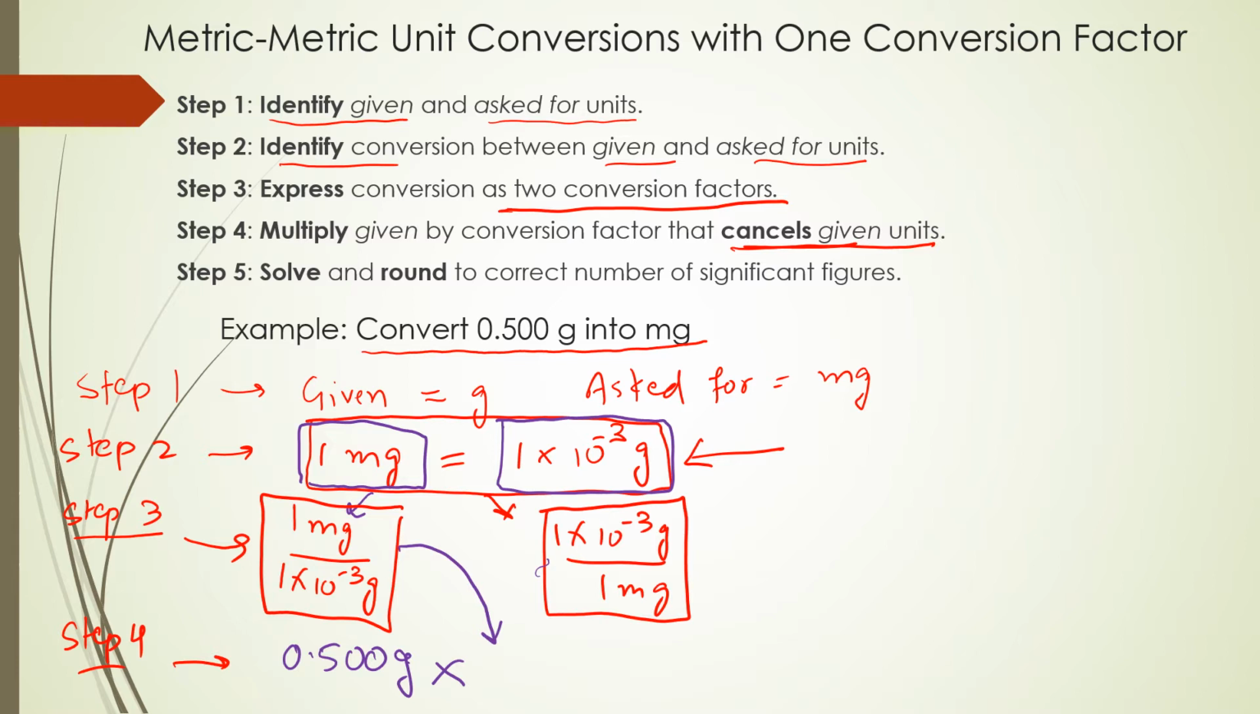Whichever works depends on what unit you want to cancel. Because we want to cancel grams, use the conversion factor where gram is on the opposite side, under, or in the denominator. If we use this, 1 milligram is on top and 1 times 10 to the negative 3 grams is on the bottom. Now grams and grams cancel because they are opposite. Then perform the multiplication.